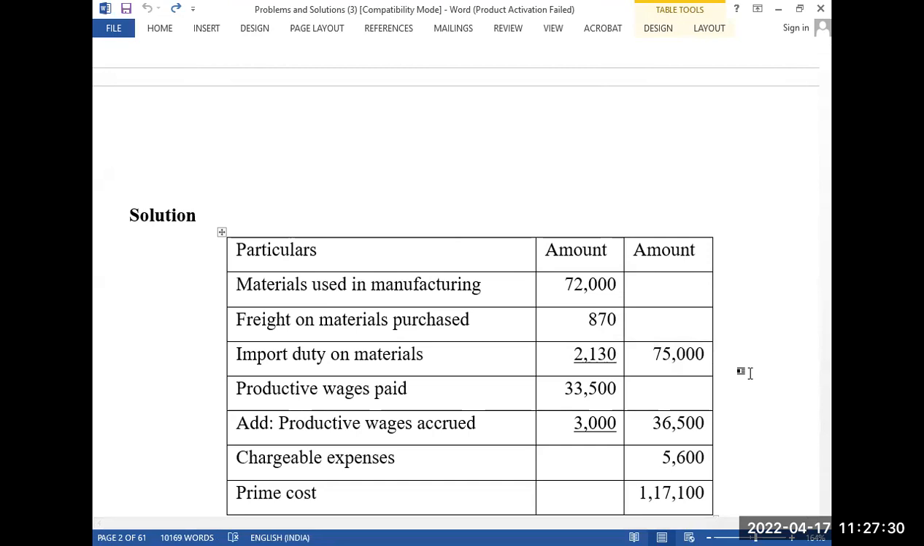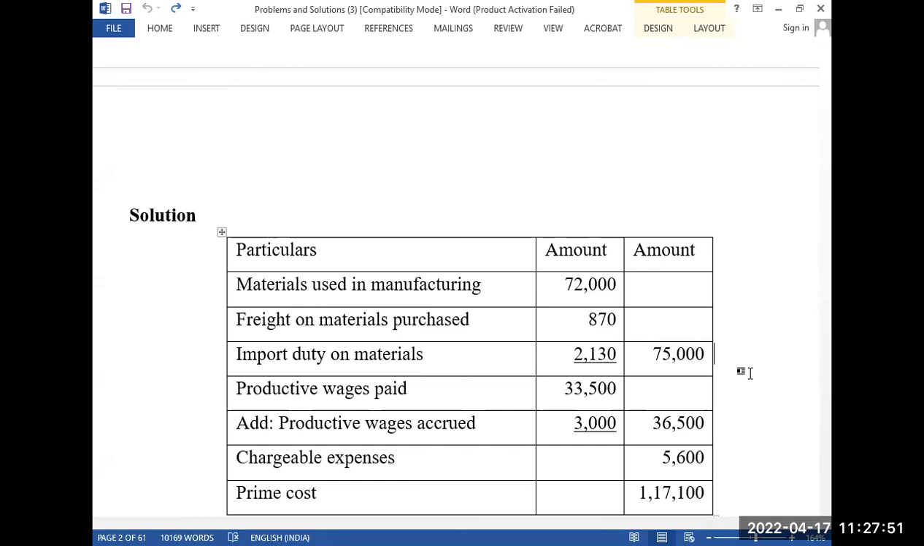Next, productive wages 36,500 plus chargeable expenses, that is direct expenses. Direct cost, direct expense. Okay. So if you add that, you will get prime cost that is equal to 1,17,100.